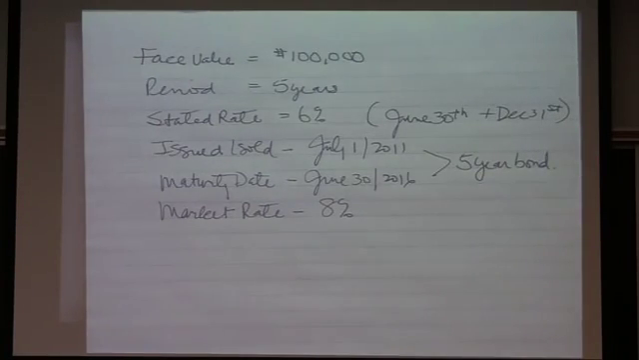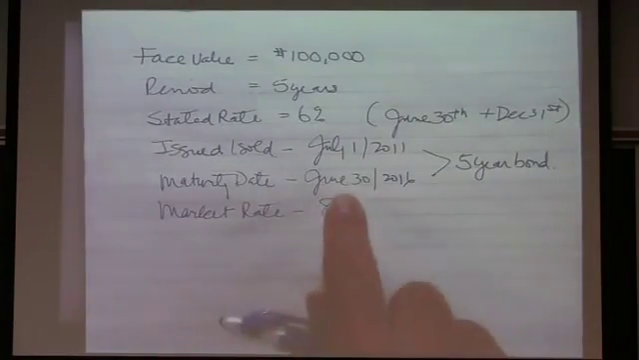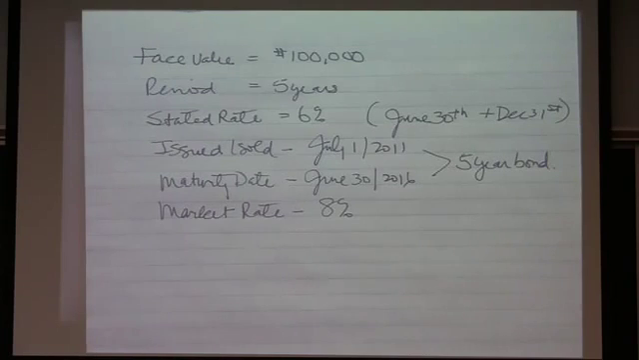Okay, so let's assume that the sample company issued a bond. The face value is 100,000. And the bond is a 5-year bond, so you can see that it was sold on July 1st and matures on June 30th. The stated rate is the rate that's on the face of the bond, and that pays at 6%. And it pays twice a year, June and December. And the market rate is 8%.